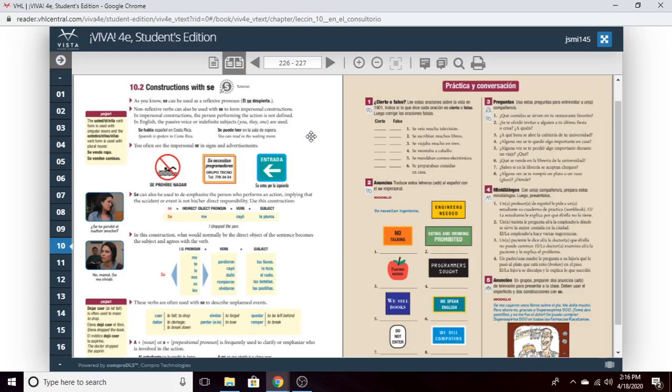For example, se habla español means they speak Spanish, one speaks Spanish, Spanish is spoken. You're not saying who does it.